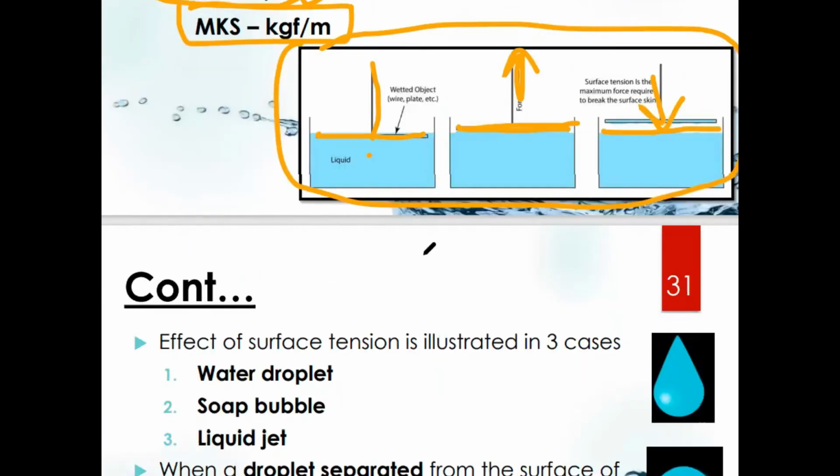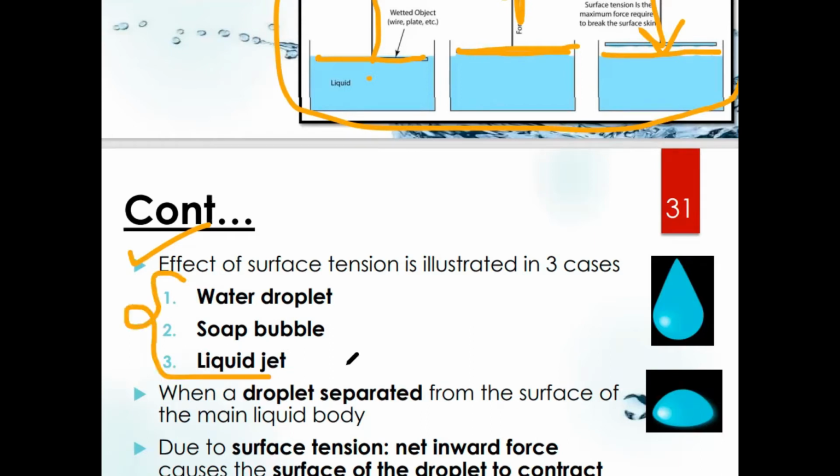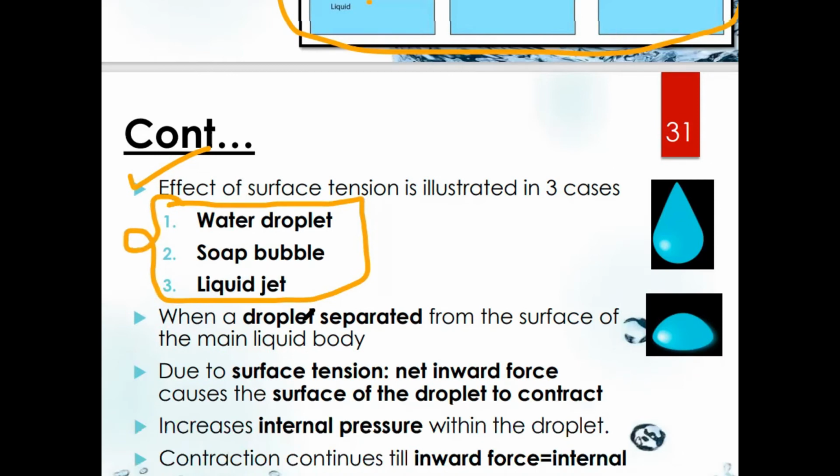The next question is, what are the effects of surface tension? What is going to happen because of the surface tension? That is nothing but the effect of surface tension. We have three cases in that. The effect of surface tension is usually illustrated by three cases: the water droplet, the soap bubble and the liquid jet.